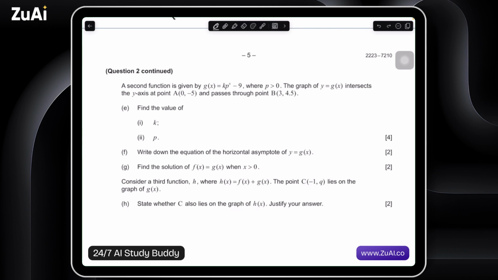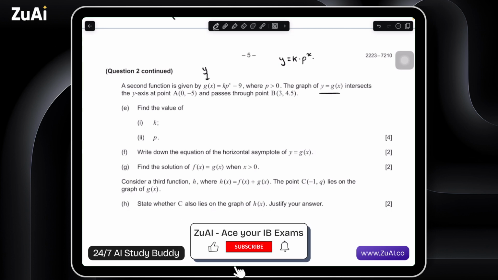So a lot going on here. It's pretty dense. What do we have? We have some function, and it's given by k times p to the power of x minus 9, and x is just our variable. Like, we can see g of x is equal to y, and that's exactly what they do here. So it's more or less like y is equal to k times p to the power of x minus 9.